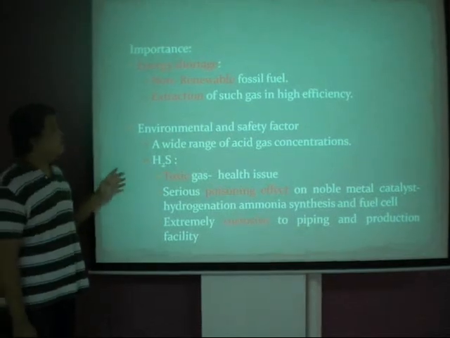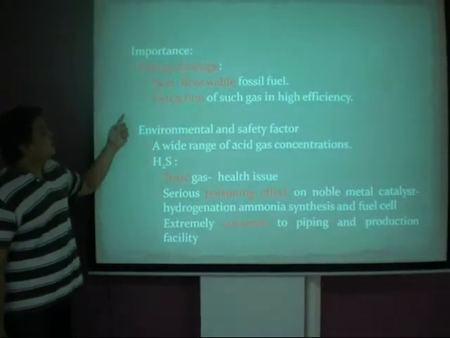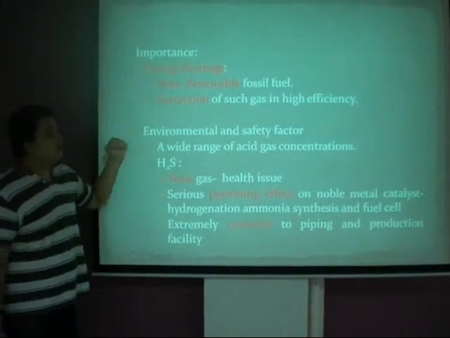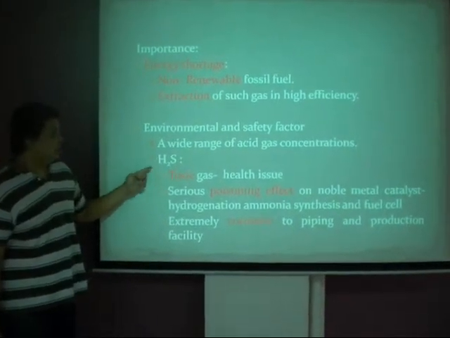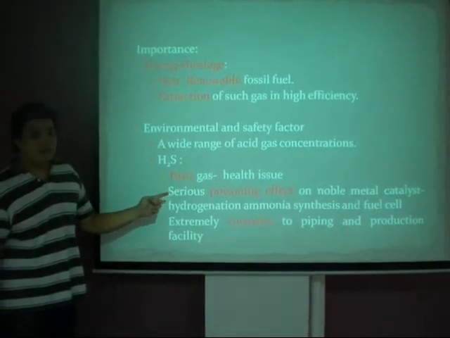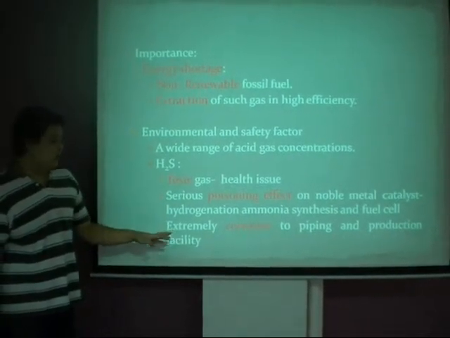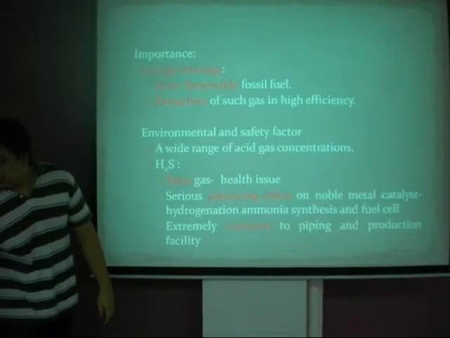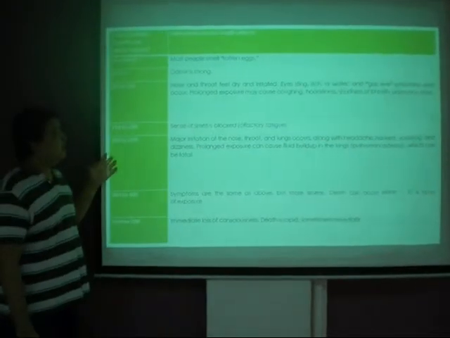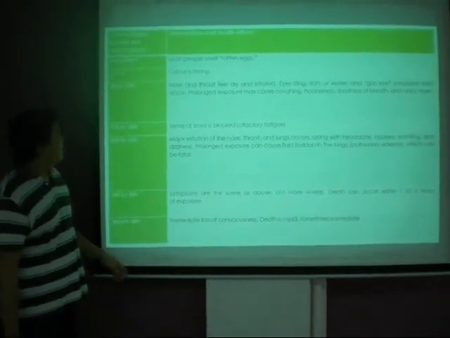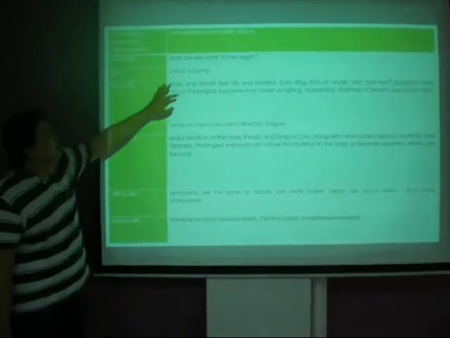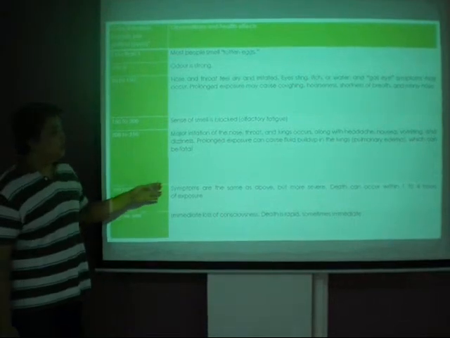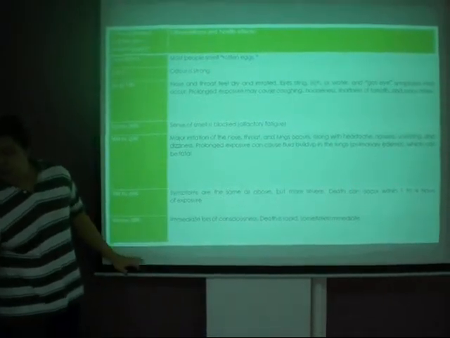You can see the importance is for the energy shortage, because it is considered non-renewable, thus you need to extract it with high efficiency. It is also considered toxic and has a poisoning effect on the metal catalyst, and is also corrosive to the piping. Next, you can see this table, where the amounts are put in ppm along with the effect on humans, which is considered a hazard, and it's a safety measure to measure the amount.